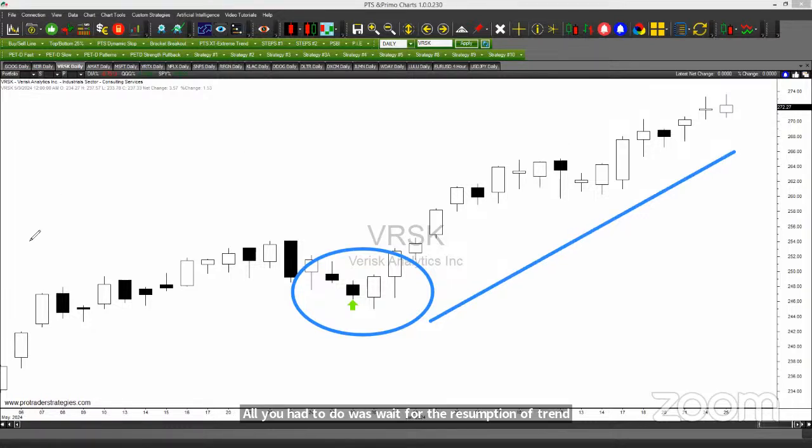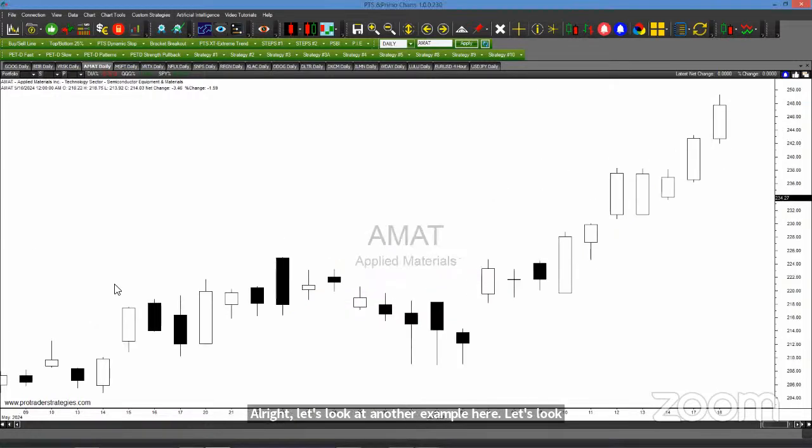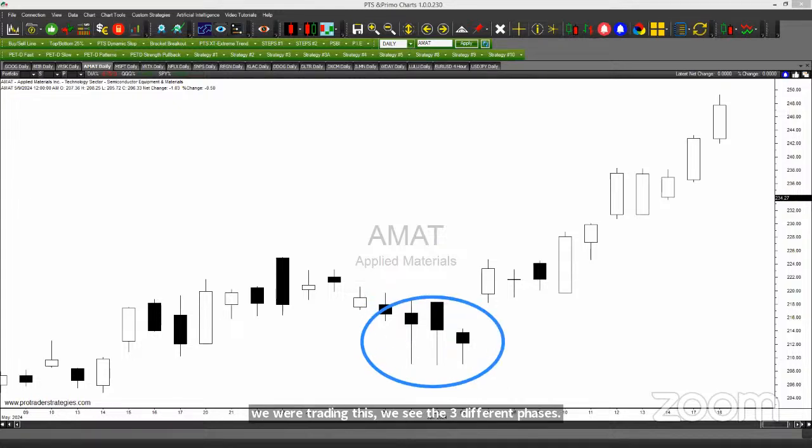All right, let's look at another example here. Let's look at AMAT. This is another example where, once again, if we were trading this, we see the 3 different phases. And this is the bottom of phase 2 where we would want to buy, right? How could we have taken advantage of that?